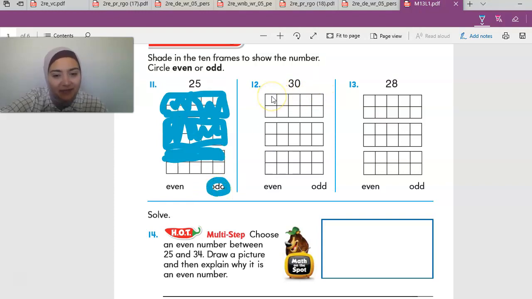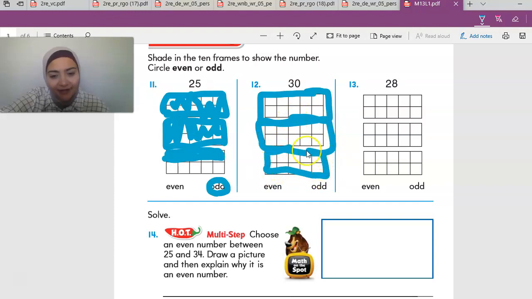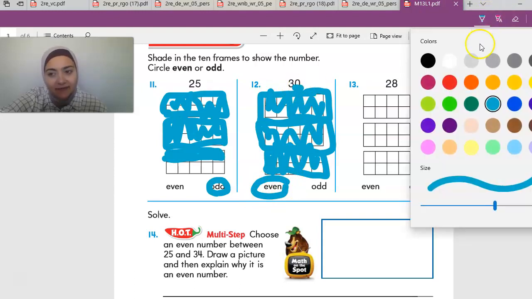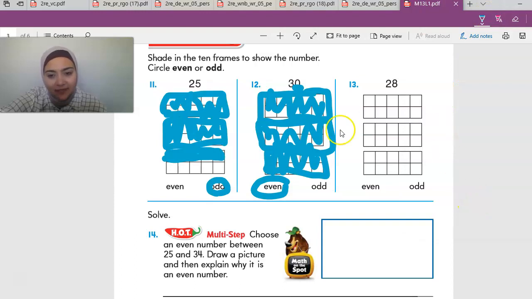I want you to do the same thing for 30. This is going to be easy. Well, this is a tens frame, 10, 20, 30, so you're going to color all 3 of these in completely. Now that we've colored all of these in, it's easier for us to see that each one has a buddy, so the number 30 is even. And you can easily tell that the number 30 is even because 0 is even. Remember I told you 0 is even, 1 is odd, 2 is even, 3 is odd. Okay?